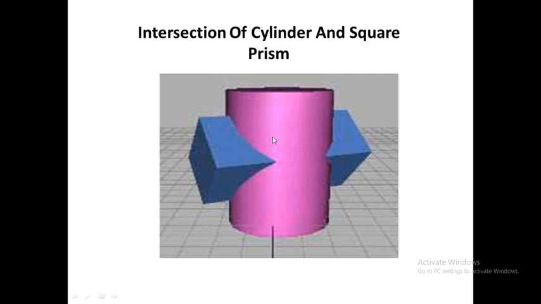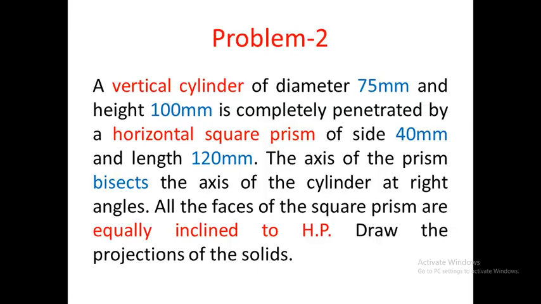In the second step we will first draw the side view of the square prism, which will be a square of some given side. After drawing the side view, we will project the front view and top view, which will be rectangles of some given length. So let's begin with the problem.